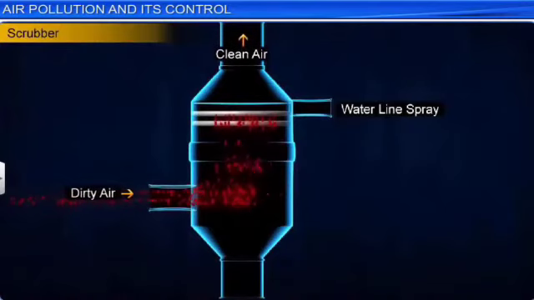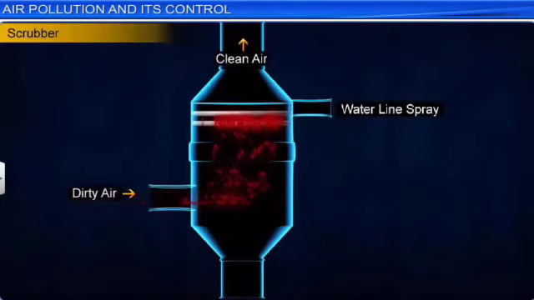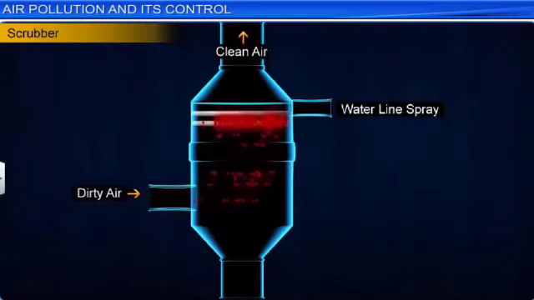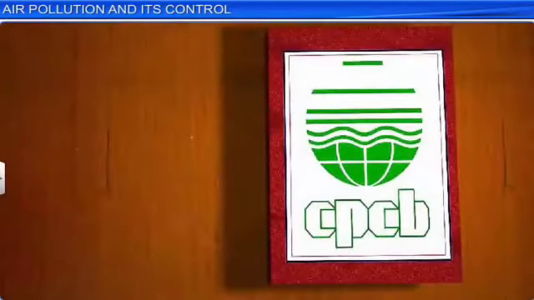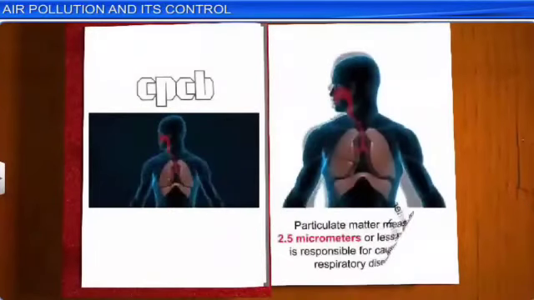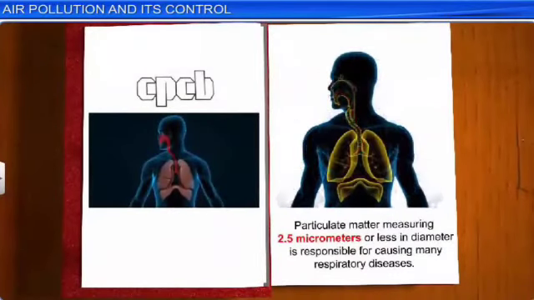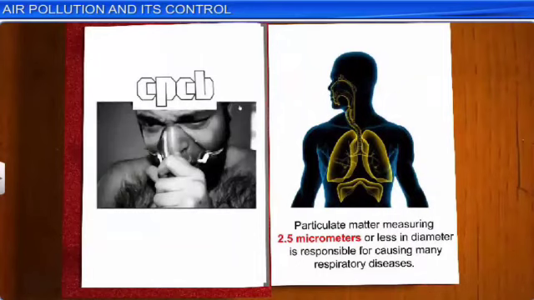Another method requires the use of scrubbers. However, this method is incapable of removing very tiny particulate matter. According to the Central Pollution Control Board, or CPCB, particulate matter measuring 2.5 micrometers or less in diameter is responsible for causing many respiratory diseases.